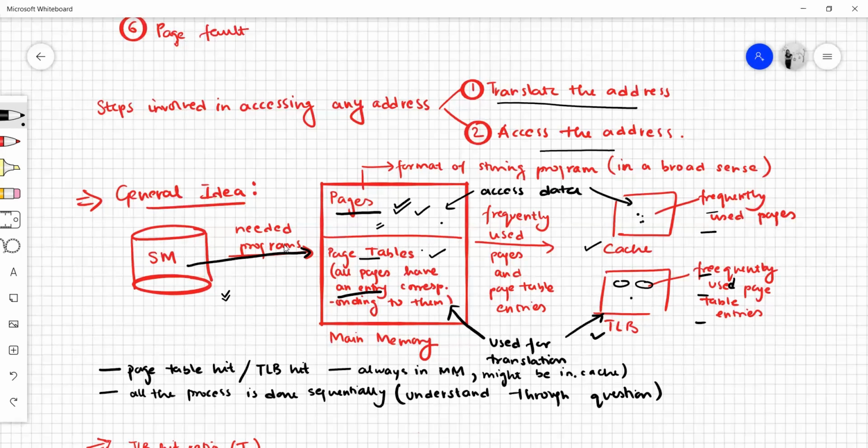If in case we don't even find the translation in the page tables, we call that case the page fault. Okay, then we need some page fault service time.